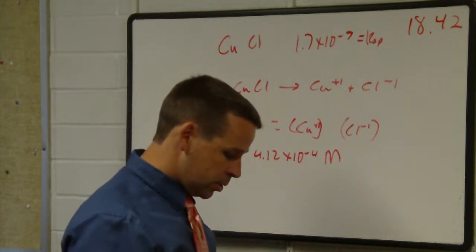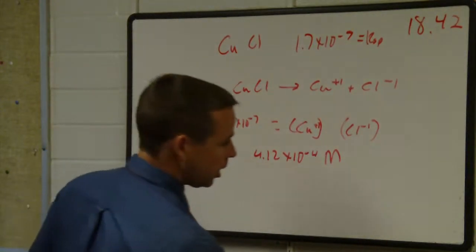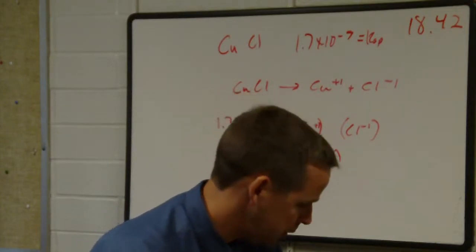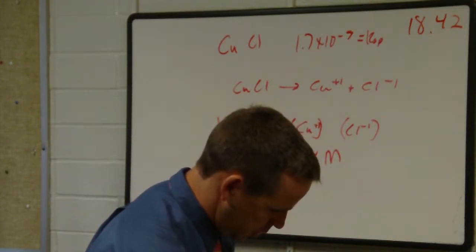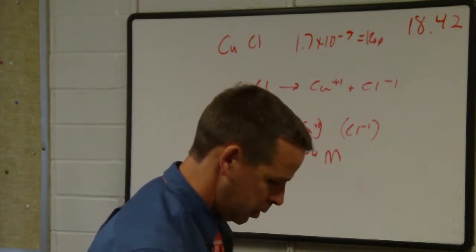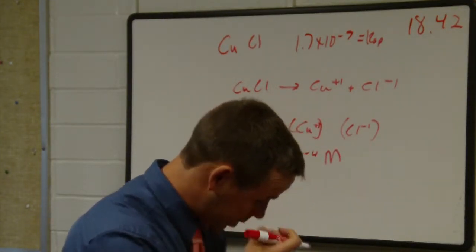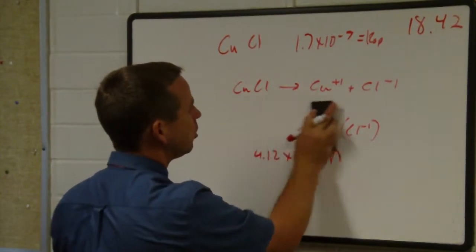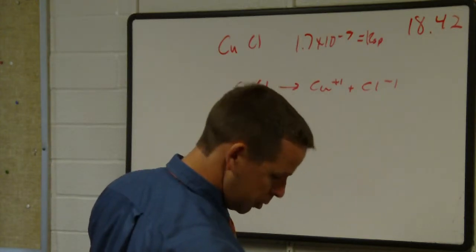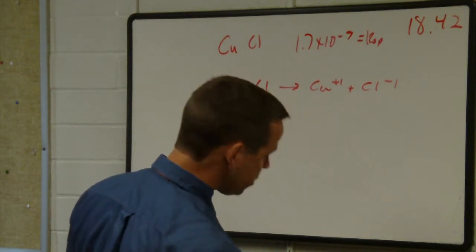0.02 molar HCl, so 0.02 molar chloride ion. Let's check this one really quick before we erase it. 1842A. 4.1 times 10 to the minus 4. Alright, so now we can erase this. And go to part B.